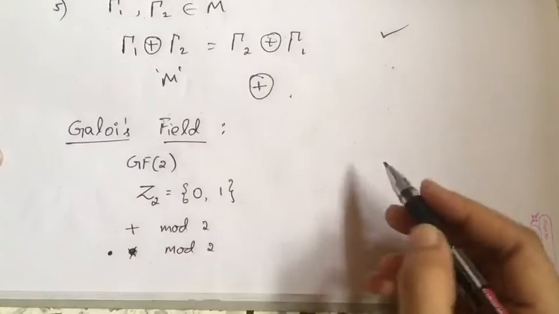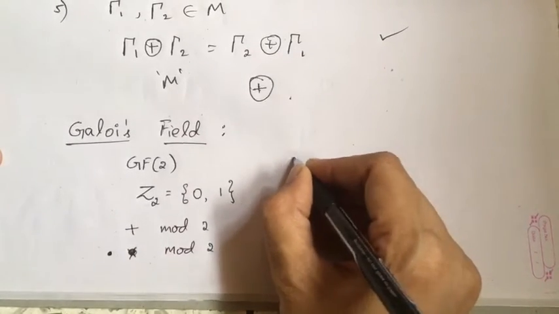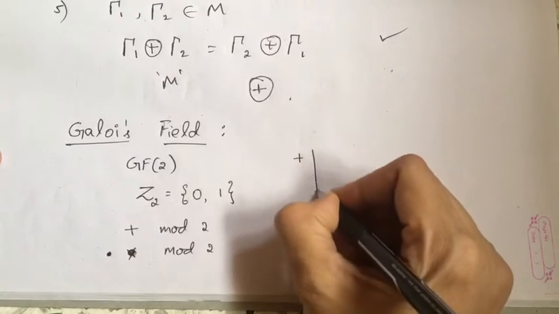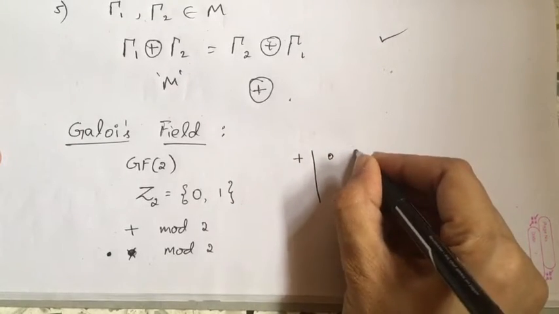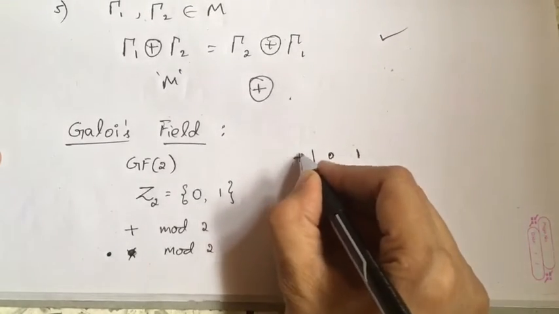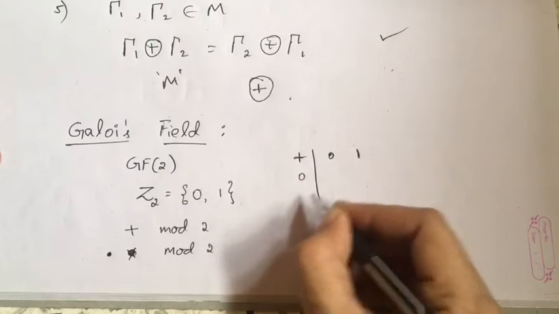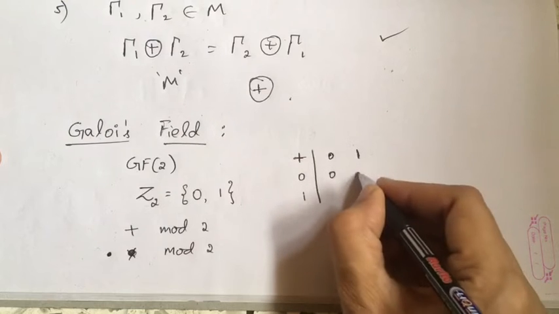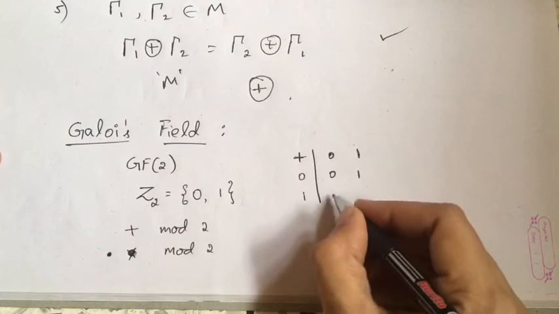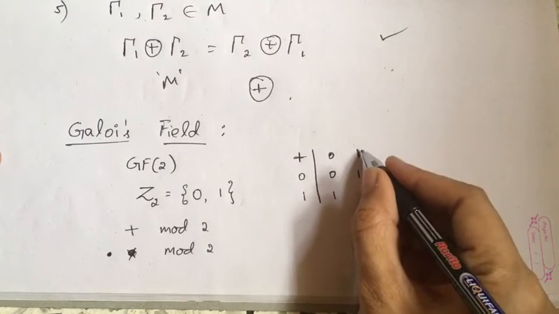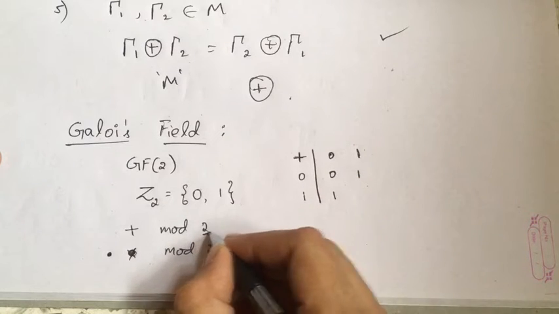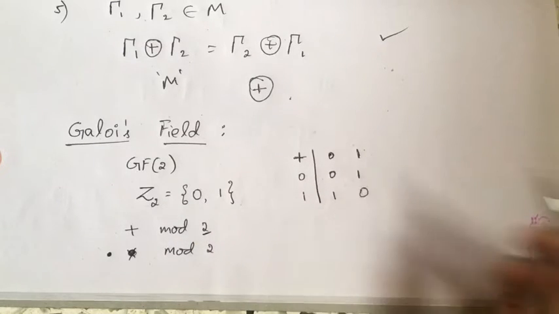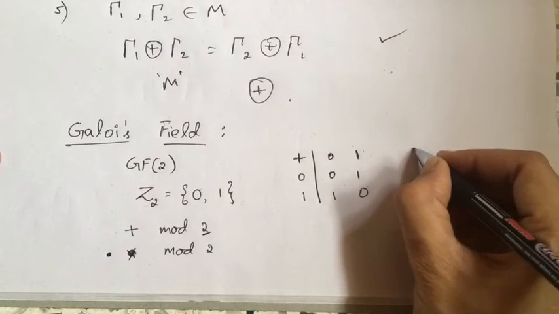In fact, the truth table is, when I consider addition, if I take 0 and 1, this is addition. 0 plus 0 is 0, 0 plus 1 is 1, 1 plus 0 is 1, 1 plus 1 is 2. When I take it with respect to mod 2, it becomes 0. This is the truth table for addition.